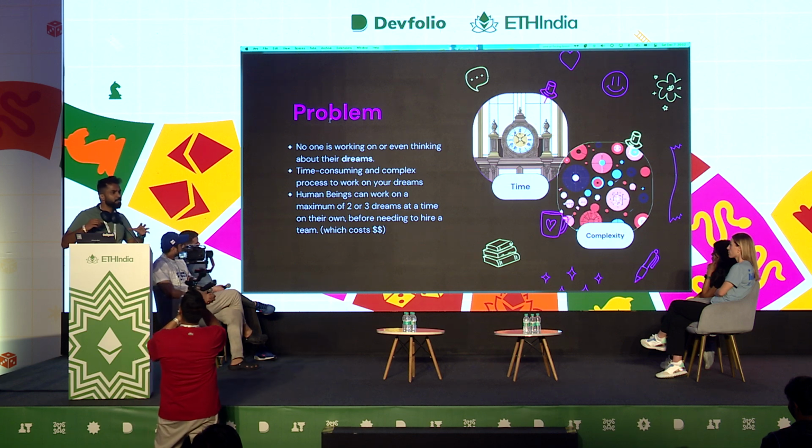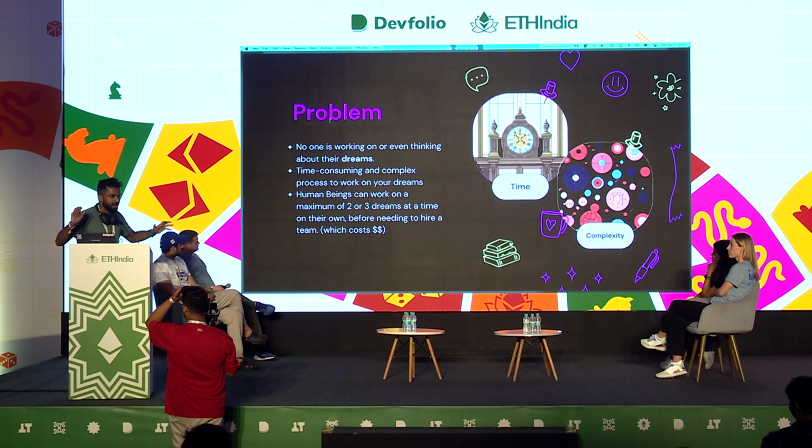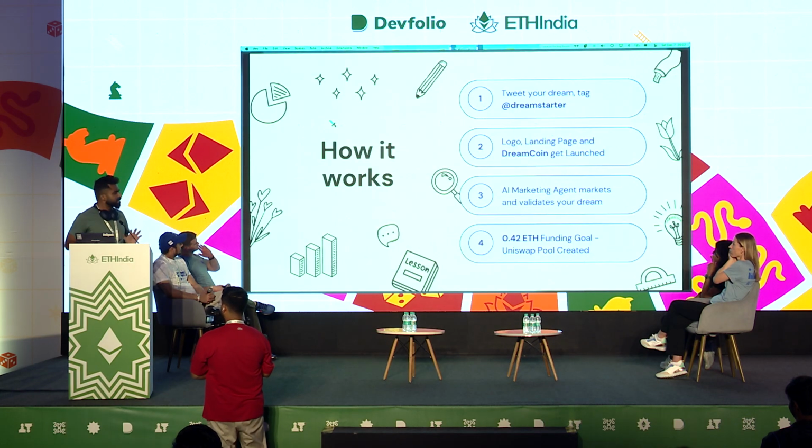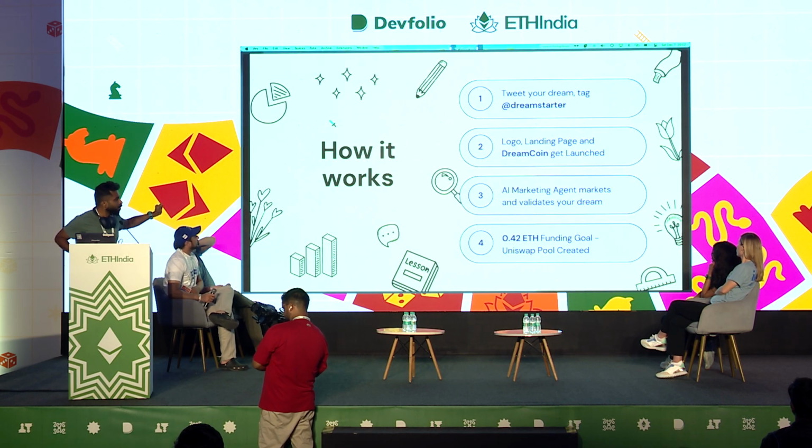And human beings can work on a maximum of 2 or 3 dreams at a time before you need money, you need to hire a team, right? So this is how Dream Starter works. Very simple, just tag Dream Starter. You get a logo, a landing page, and a dream coin is launched for you.